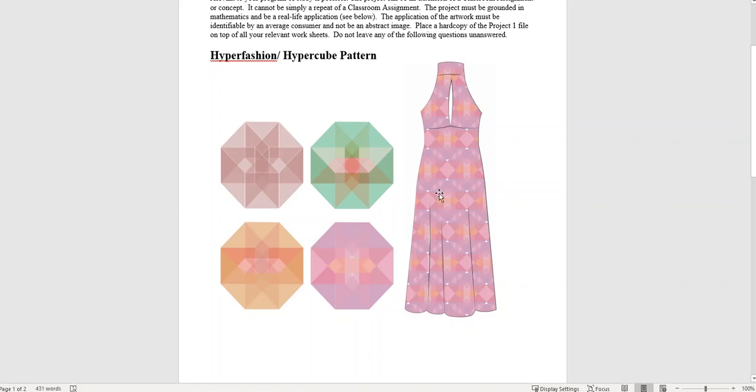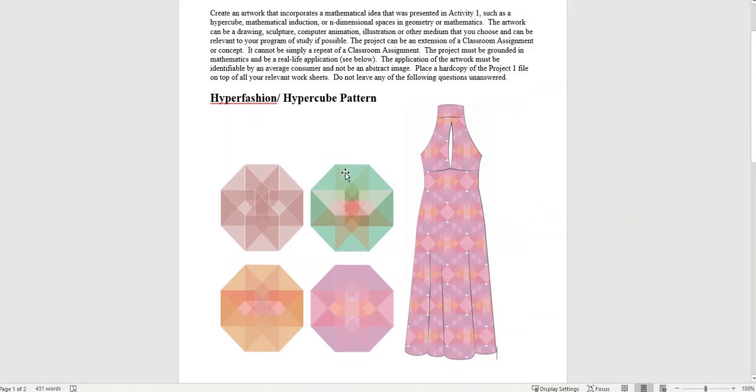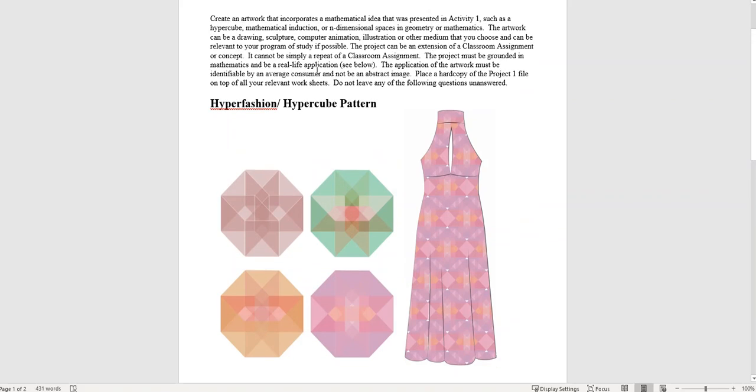Now let's say that we didn't have this dress here. This was not there, okay? And they just had these, and they turned this in and said, yes, there's my hypercube pattern. Then this would not be acceptable. Again, assuming this dress wasn't here. So you create a pattern, and again, remember, it cannot be abstract. It has to be an easily identifiable, real life type of object.